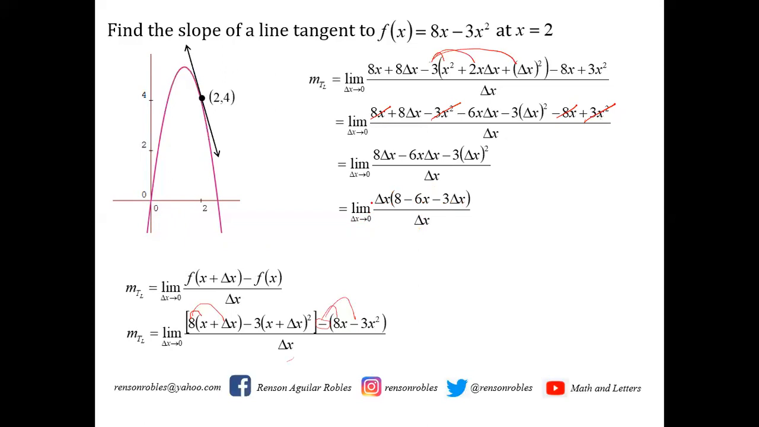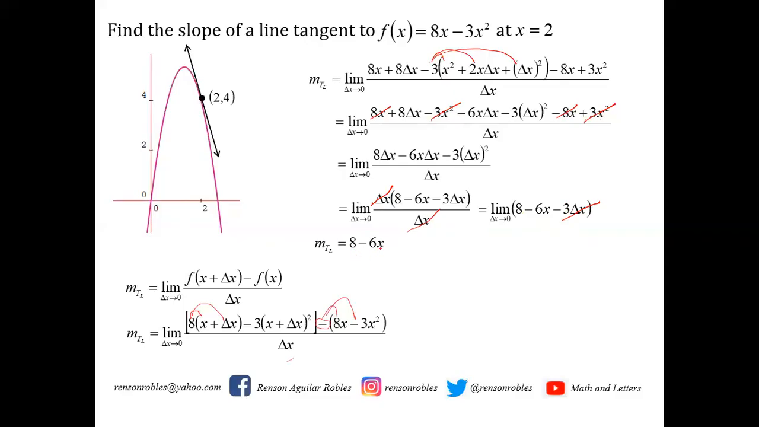So we can now cancel this out, okay? And what is left is the limit of 8 minus 6x minus 3 delta x as delta x approaches 0. So what you notice is that there's no more delta x in the denominator. So we shall now replace delta x by 0 by the theorems on limits. If this is 0, so this goes away. Okay, so we are only left with 8 minus 6x. So technically, the slope of the tangent line is given by the expression 8 minus 6x.